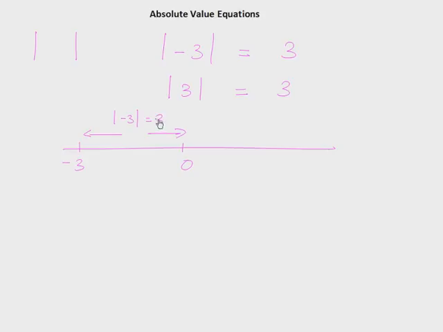Let's move on to absolute value equations. Let's recall what the absolute value symbol meant. If I took the absolute value of minus 3, it was 3. And if I took the absolute value of 3, it was also 3. So basically, if you plot the number on a number line, for instance minus 3, then the absolute value gives its distance from 0.